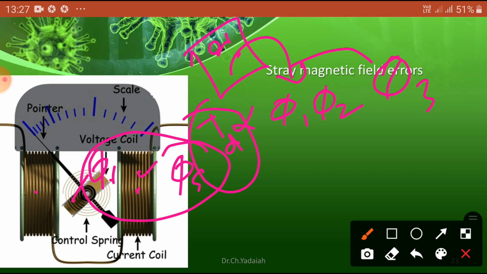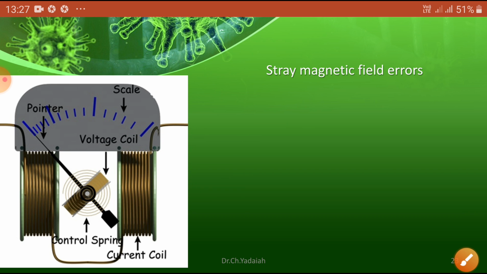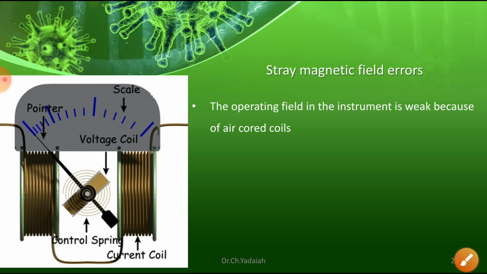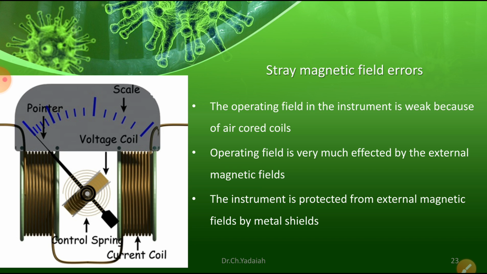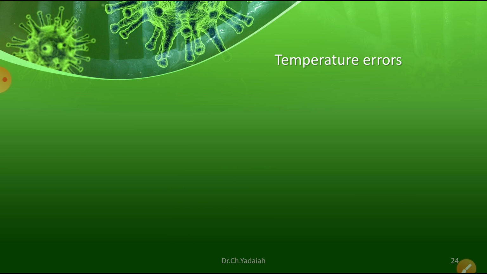To avoid that, we use a steel screening, a steel lining in the instrument. Previously we have discussed the MI instrument. The operating field in the instrument is weak because of the air core coil. The operating field is very much affected by the external magnetic field, because a strong magnetic field affects the weak magnetic field inside the instrument. The instrument is protected from external magnetic fields by metal shields, just like a steel lining. That is the stray magnetic field error.